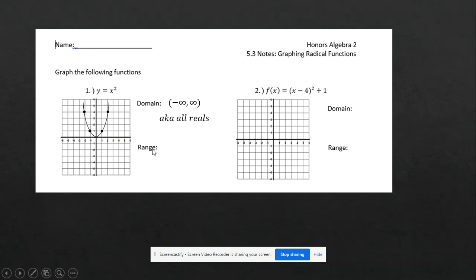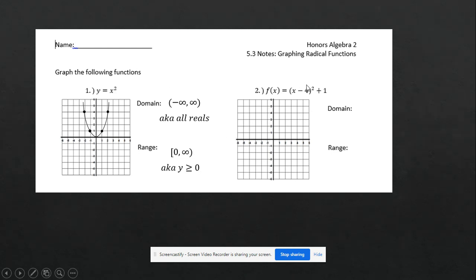Now for the range, we're interested in y values. The lowest y value on your parabola is at 0, so you can't have any negative y values reflected in this graph. So unlike domain, your range would start at 0 and then it just rises forever. Another way to say that is you could say all y values are greater than or equal to 0.